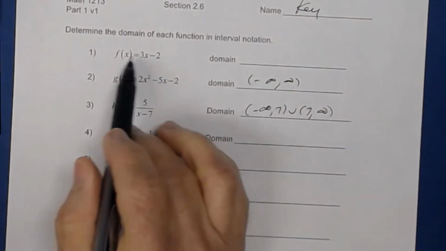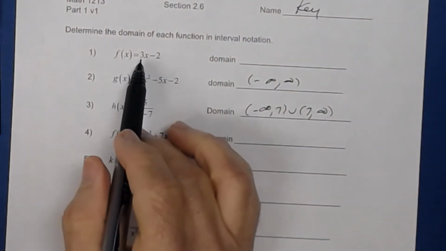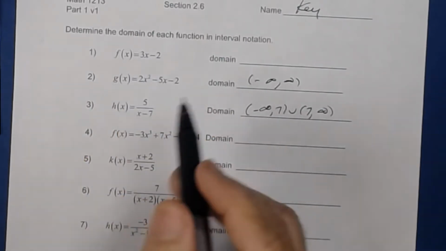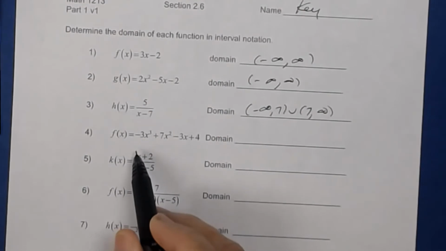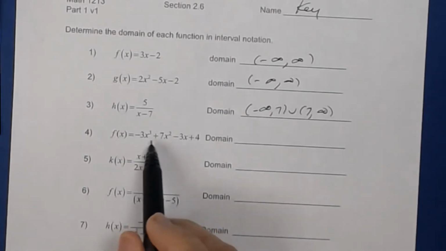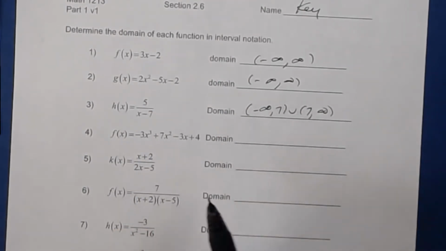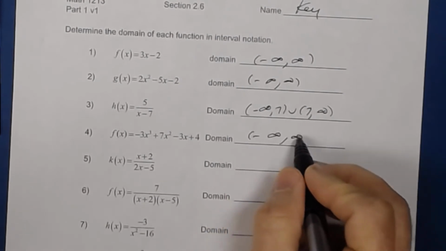And then again, notice this is a line. So that's a polynomial function as well. All right. And so the domain is going to be all real numbers. So over here, notice that's a polynomial function as well. So the domain is going to be all real numbers.